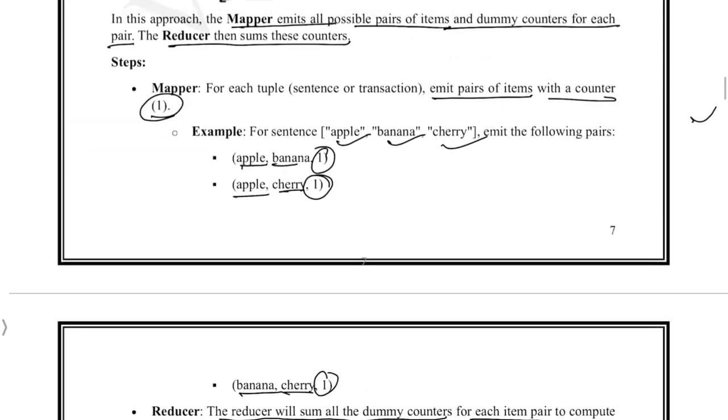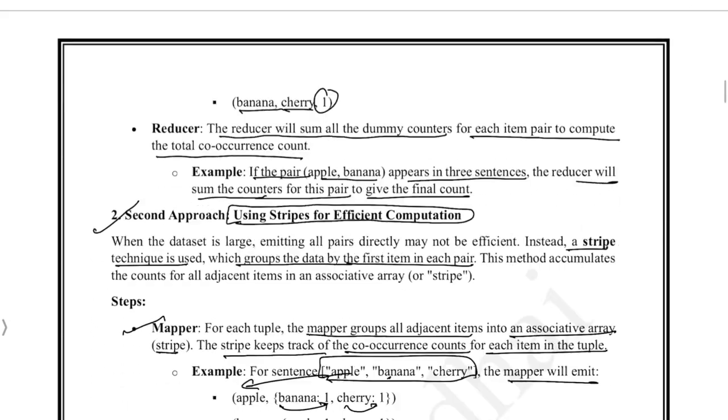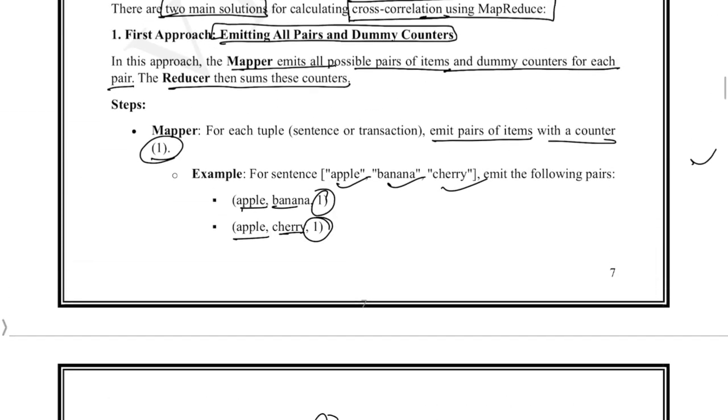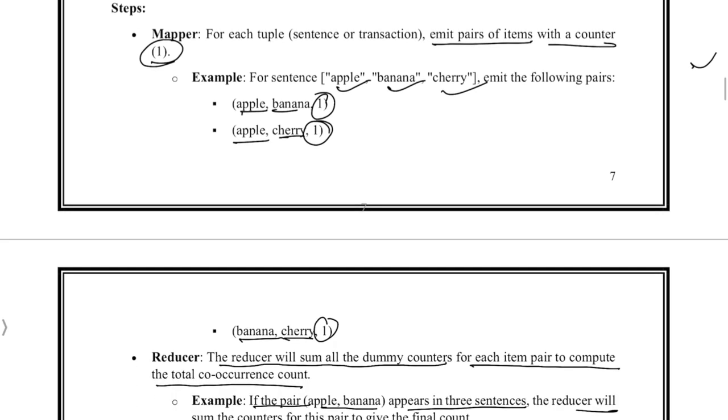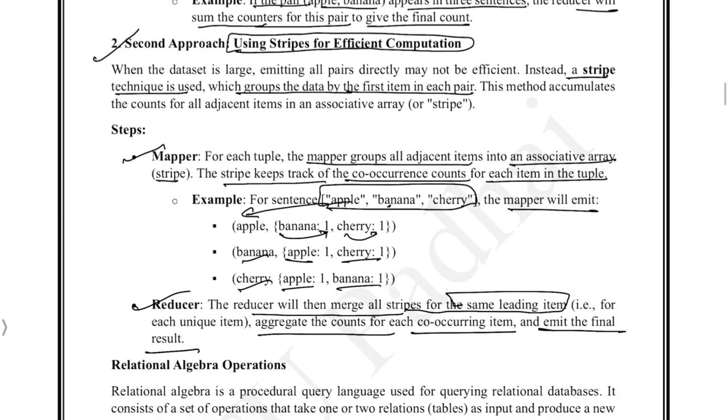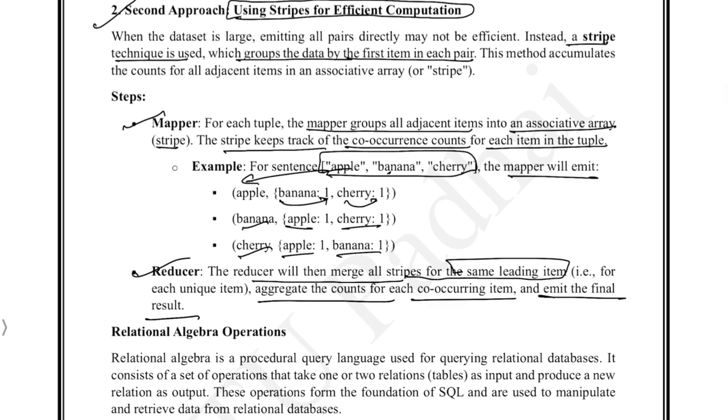That's all about the two approaches for MapReduce techniques. First, you directly emit all the pairs and dummy counters. You are taking all the combinations. Secondly, you make use of stripes. Then you count the aggregate total occurrence of each item.